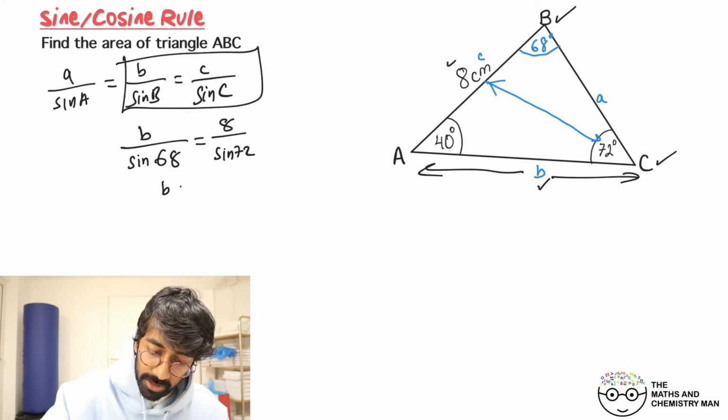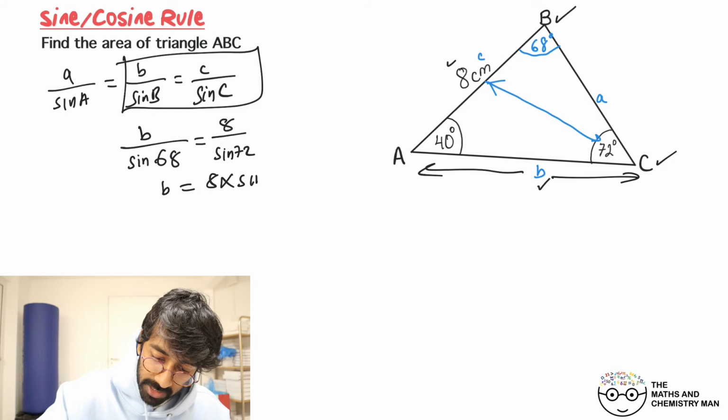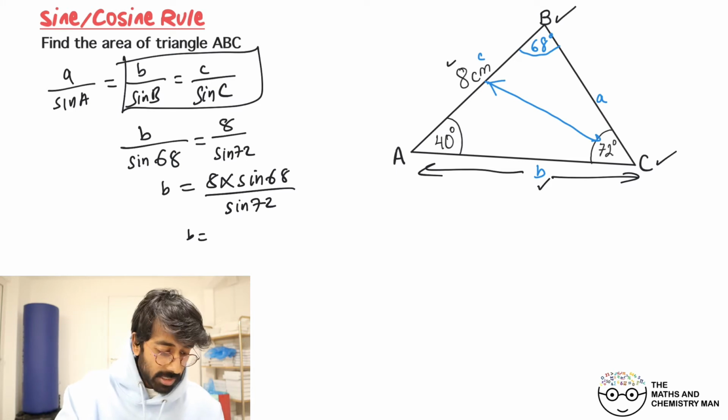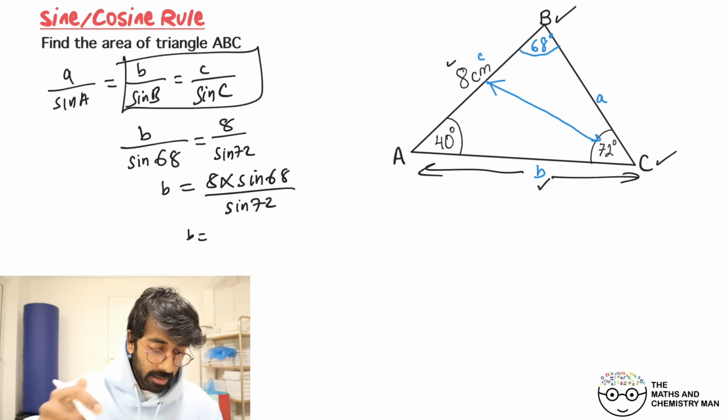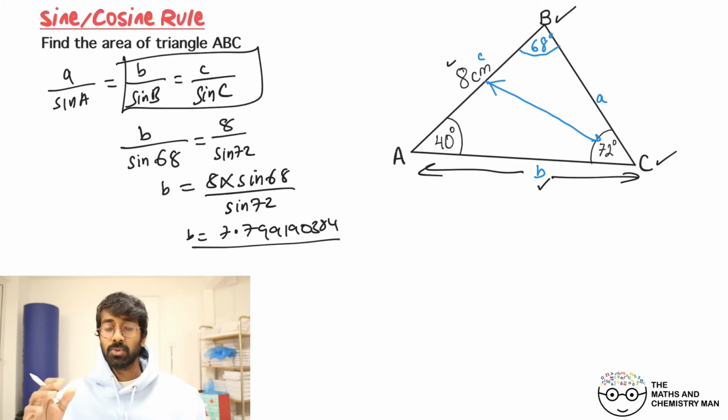So we need to do a little bit of rearranging. Take that sine 68 over to the other side, so times that across. So sine 68 over sine 72. Then just smash that in the calculator, and what do we get? We've got 8 times sine 68 over sine 72, and that comes out as 7.799190384. There we go. That's all the decimals in the calculator there, right?